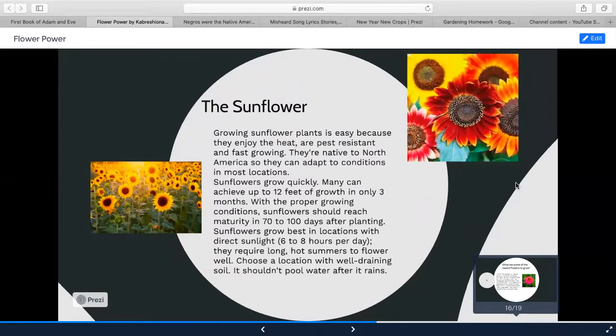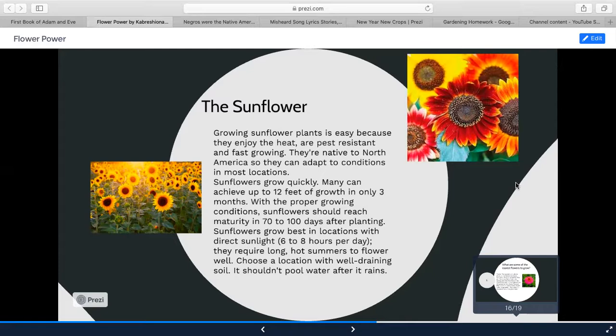Beyond Miss Breeze's bias, growing sunflower plants is very easy because they enjoy the heat, right? And they are pest resistant, meaning that bugs don't really dwell well with them. Like sunflowers are bug free for the most part, and they grow very fast. They're native to North America, so they can grow in most conditions, right?